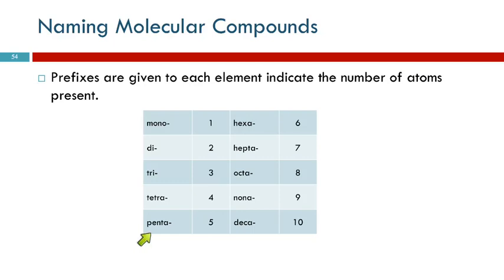Penta, pentagon has 5 sides. Hexa means 6. Hepta's kind of weird. Might not remember that one. Hepta is 7. Octa is 8. That one's pretty good. Nona is a lot like the word 9. And deca is 10. A decade is 10 years. So you need to know these prefixes, but that should be fairly simple.